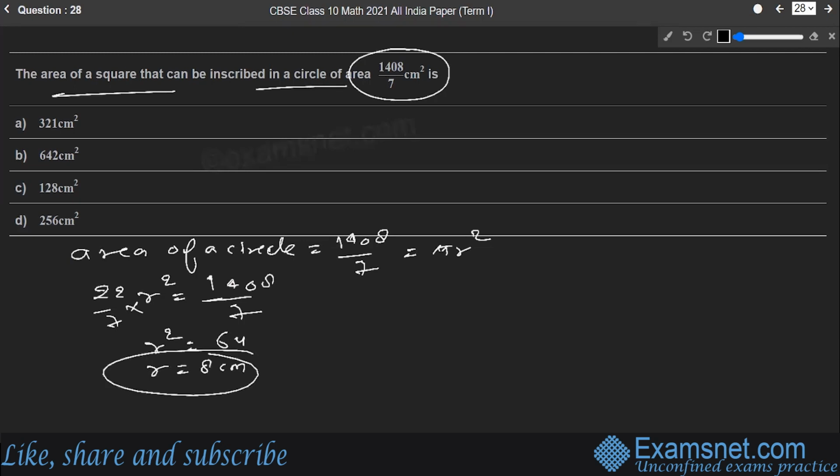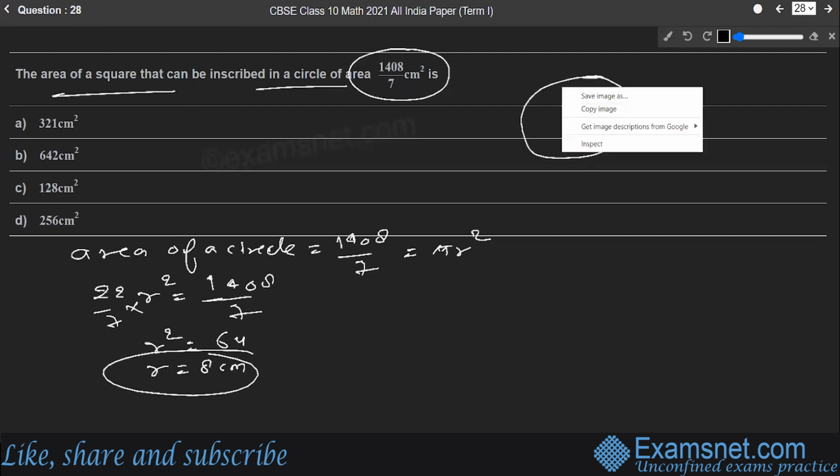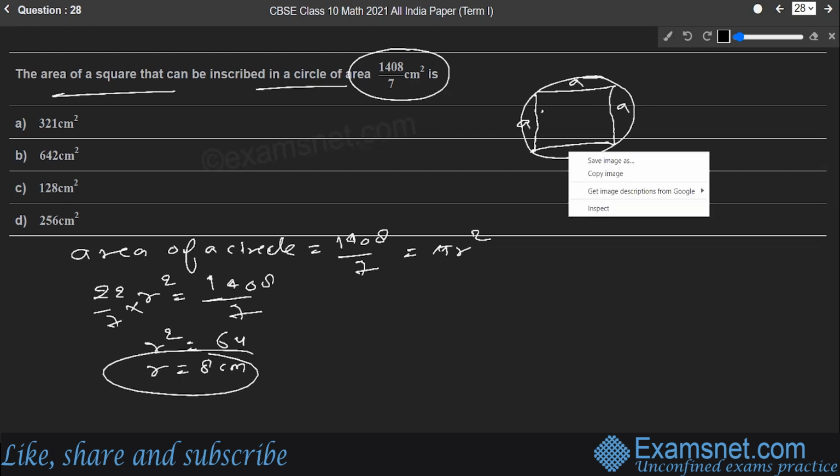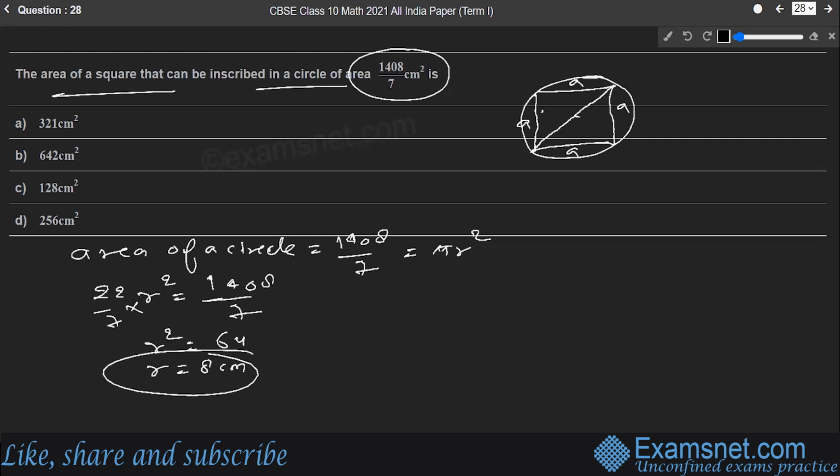Let us draw the figure also to make it understood easily. This is my circle, and there is a square drawn inside the circle, because the circle is circumscribing the square, so this is a square inscribed in the circle. Let us say the side of the square is a, since a square has all sides equal. And there is the diameter of the circle, which is the diagonal of the square. When a square is inscribed in a circle, the diameter of the circle is actually the diagonal of the square.